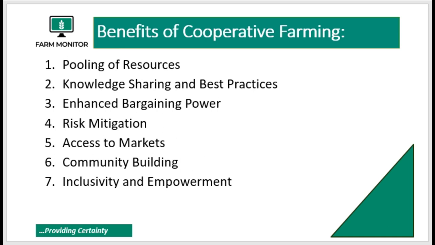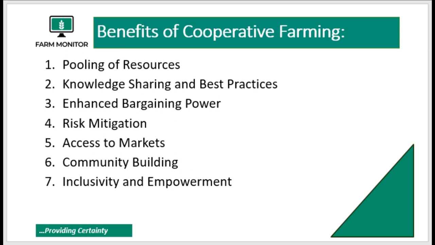Another benefit, number five, is access to markets. Cooperative farming can facilitate access to wider and more lucrative markets. This enables farmers to reach a broader customer base and then potentially increase their profitability.